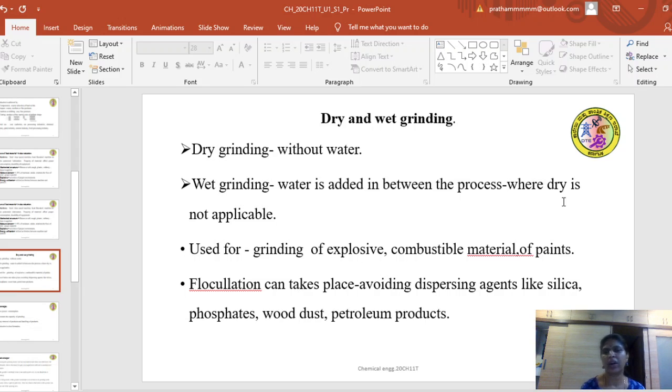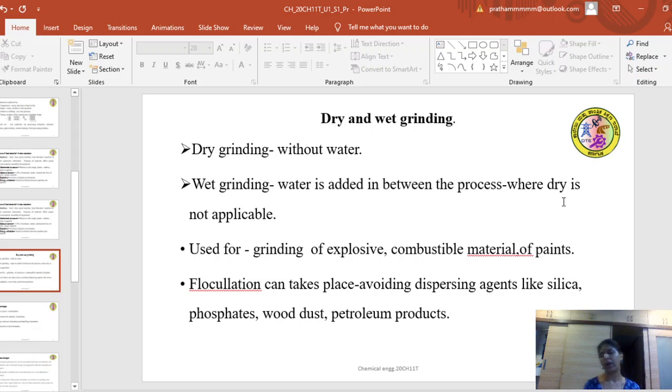During that you can face flocculation. Flocculation means lump formation can happen during the wet grinding. So that can take place.